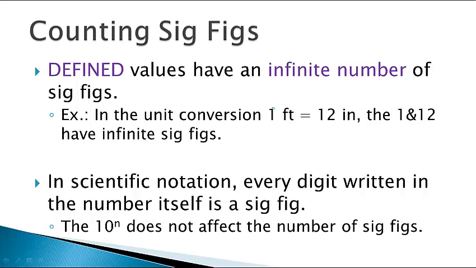When you write things in scientific notation, every digit that you write is a sig fig. So if I write 3.00 times 10 to the 8th meters per second, every digit here is a sig fig, because I wouldn't write them if I didn't know them. Whereas the 10 to the whatever part is just there to move the decimal place. So the 10 to the whatever does not affect the number of sig figs in your value.